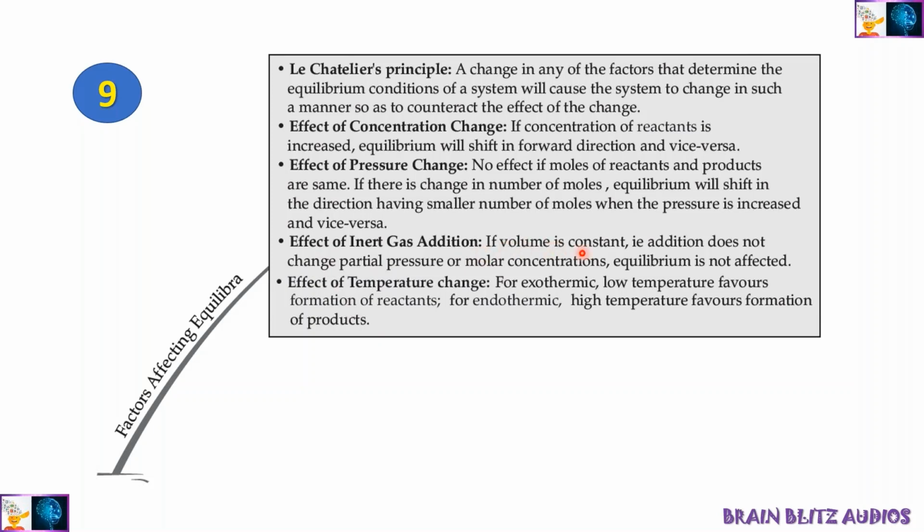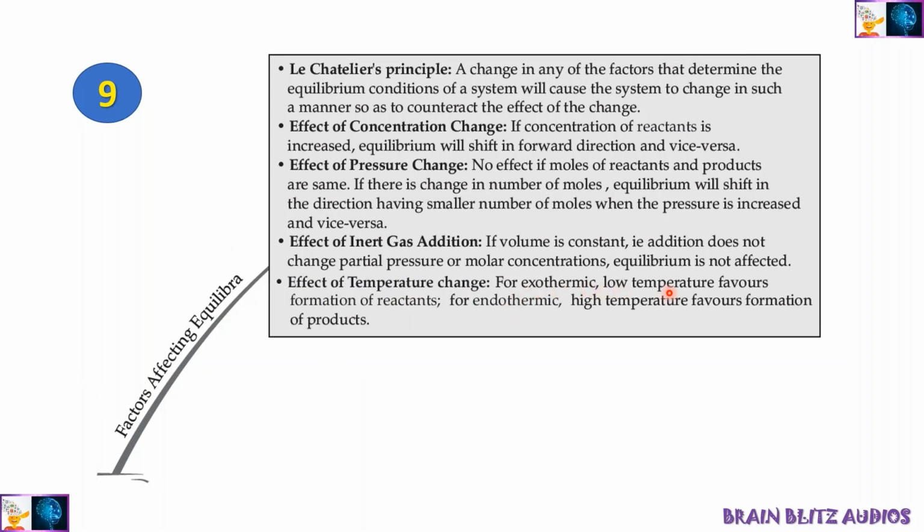If the volume of a system in equilibrium is constant, that is, addition of an inert gas does not change partial pressure or molar concentration, equilibrium is not affected. Now this statement says that if you have a system in equilibrium and you add some inert gas, but the volume is still constant, then you have not affected the equilibrium at all. The effect of temperature change concludes this topic.